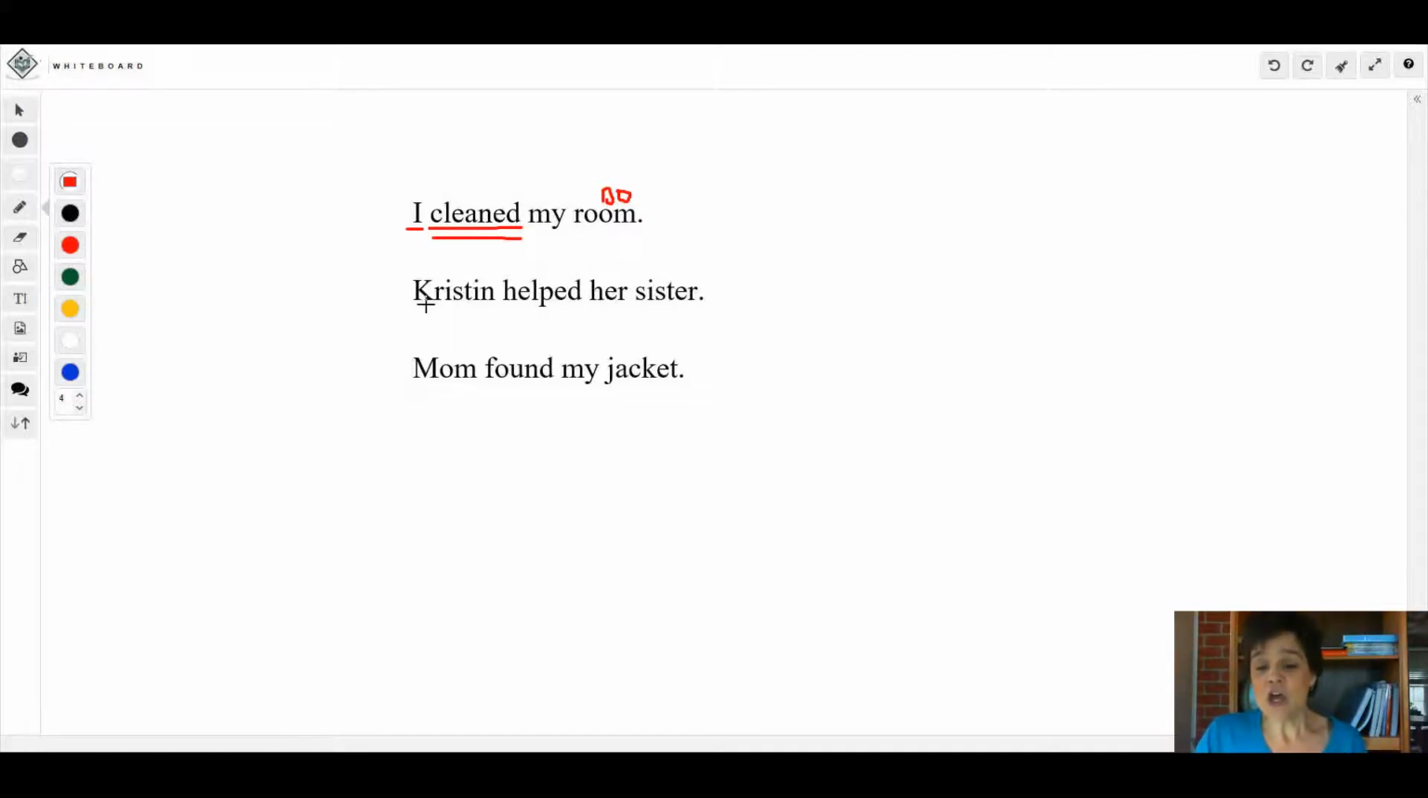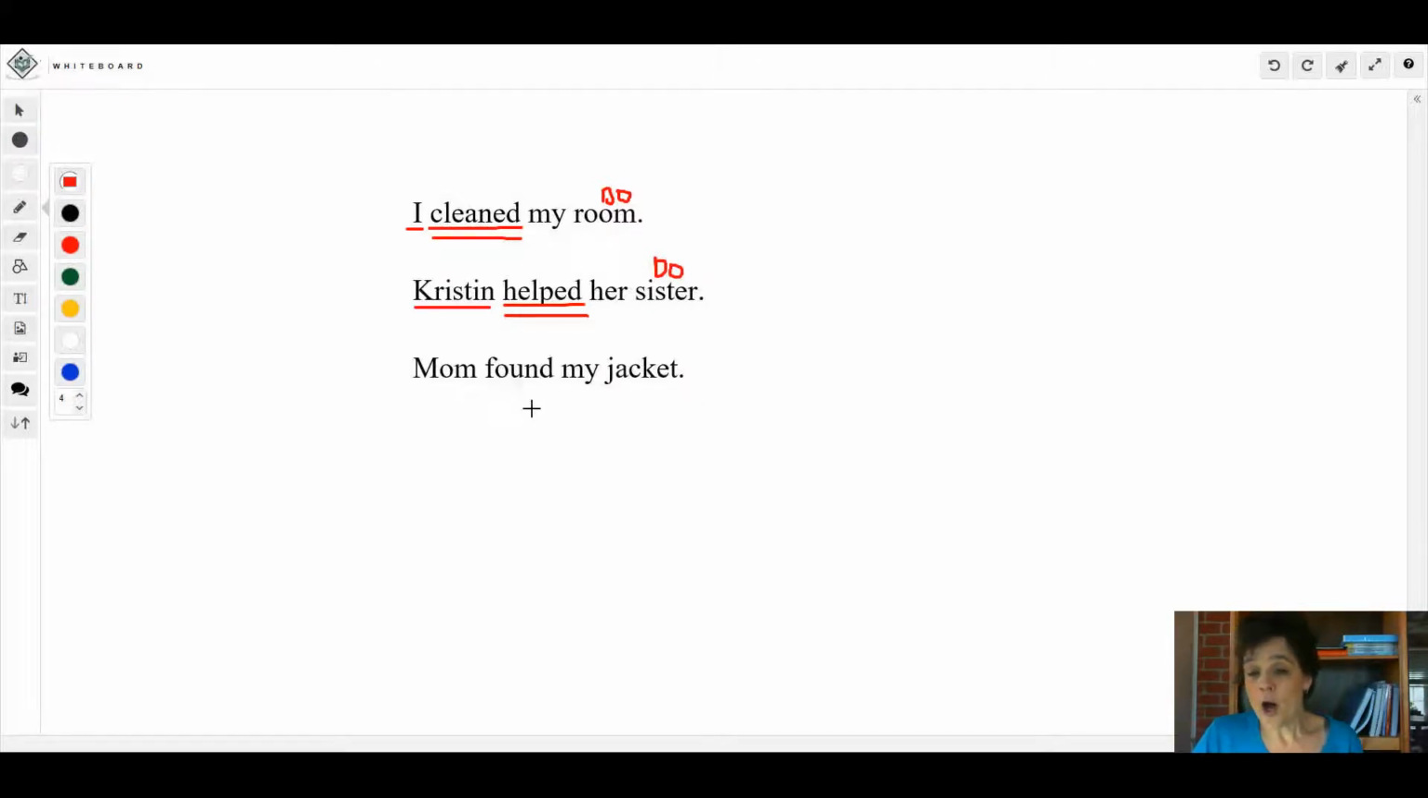Okay, let's look at this one. Kristen helped her sister. Helped is the verb. Who or what helped? Kristen. Okay, now this is action. Remember, if it's linking, you don't have to look for a direct object. But it's action, so we're going to see if there is one. There doesn't have to be one, but there may be one. Okay, Kristen helped who or what? Sister is the who. Okay, so this is our direct object.